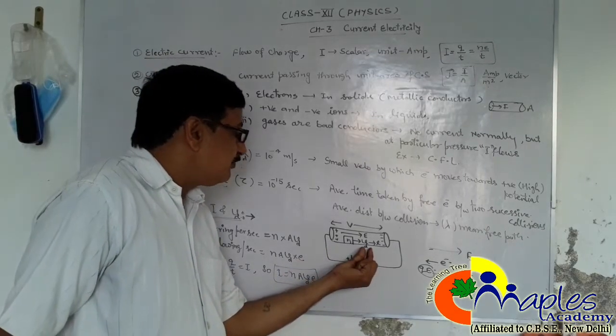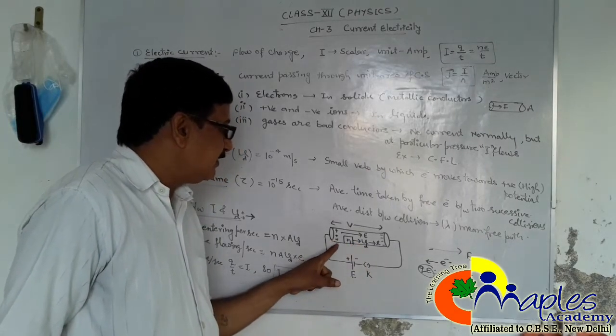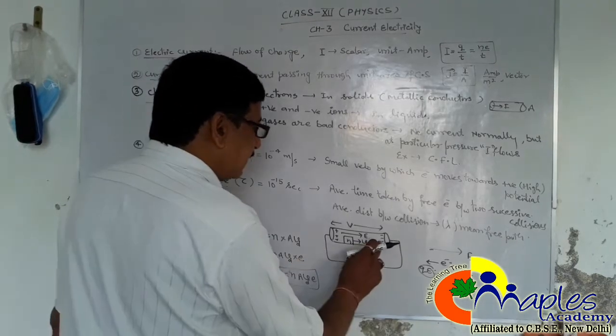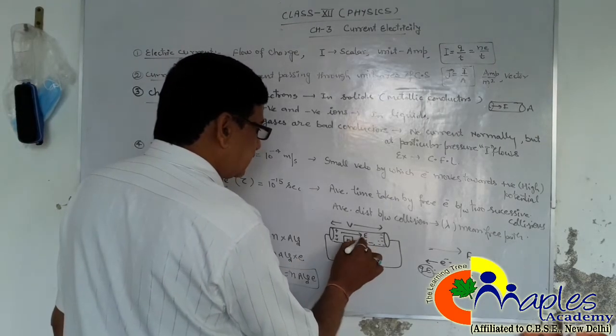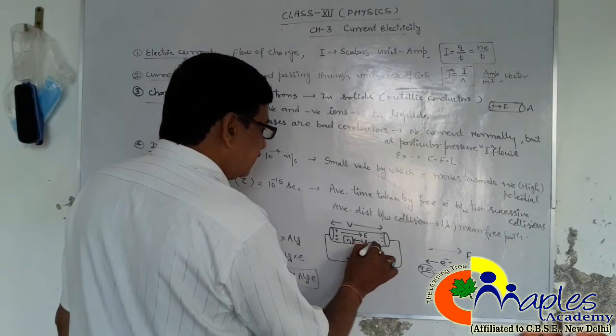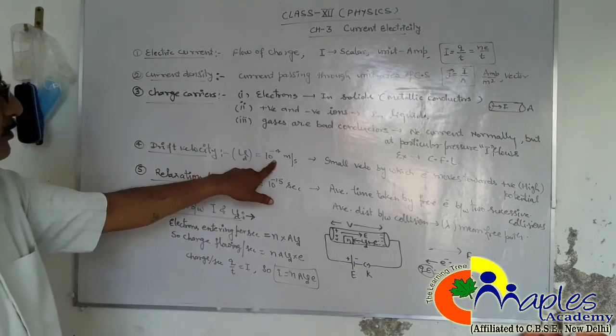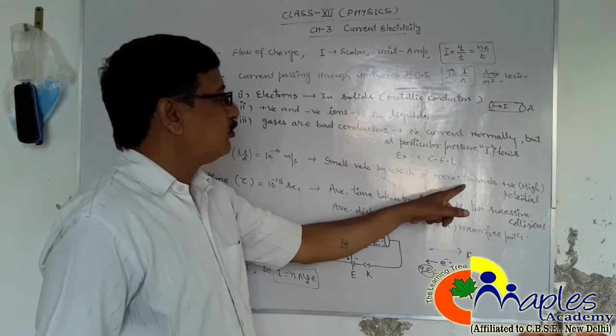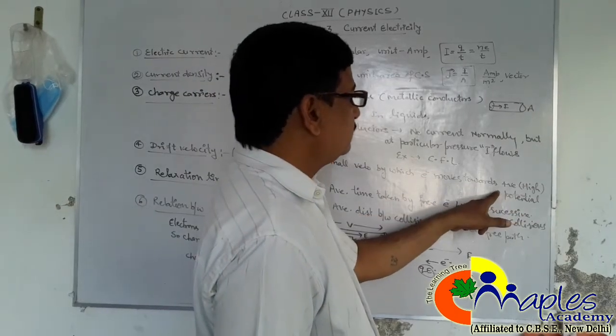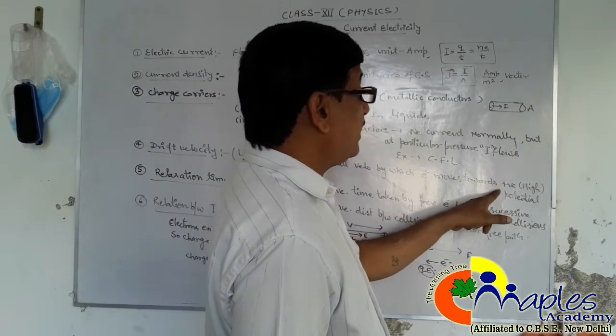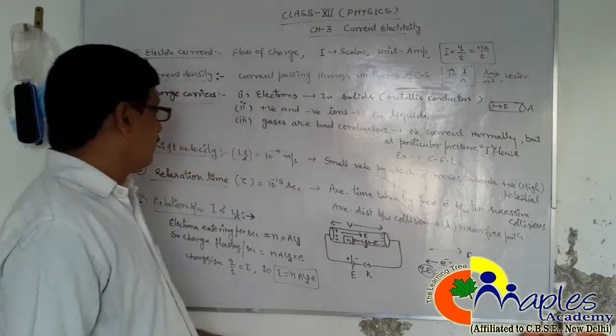by which the electron moves with a small velocity towards the positive end. That is called drift velocity, and it is very small. It is the small velocity by which the electron moves towards the positive terminal of the battery, or towards high potential.